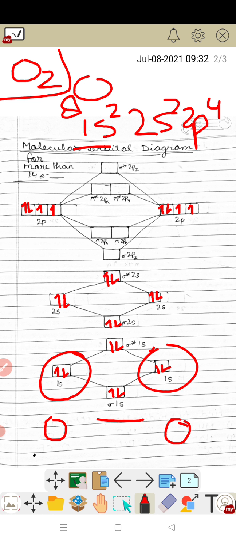Similarly, 2 electrons here and 2 electrons in antibonding. Secondly, 4 + 4 is 8 electrons, and 1, 2, 3, 4, 5, 6. Now antibonding 7 and 8. This is the concept of filling of electrons in the molecular orbital diagram for more than 14 electrons and less than 14 electrons. Thank you class.